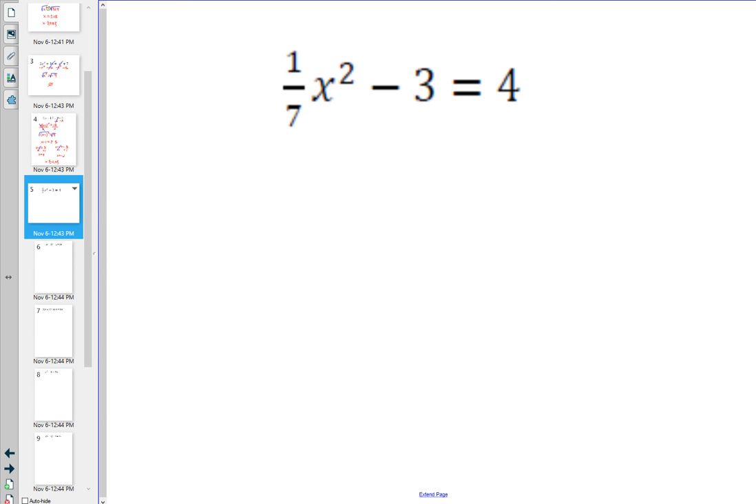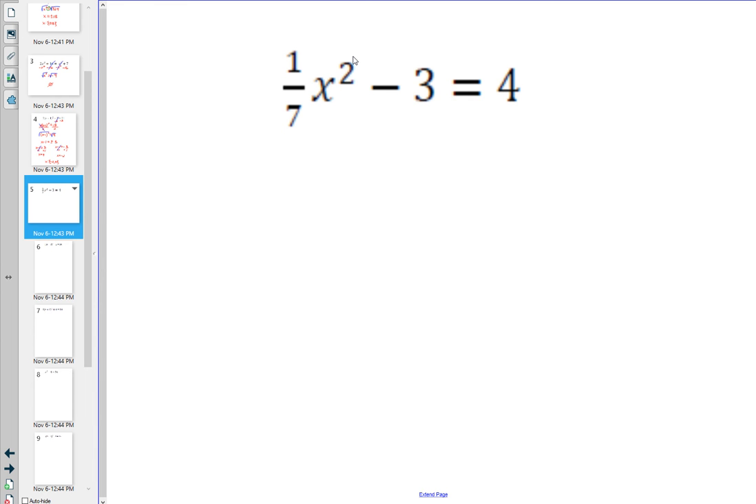No fractions. We're not going to be scared, though. We're going to be brave. Luckily, we only see the x that's being squared. There is no x anywhere else, so we can use square root property eventually.